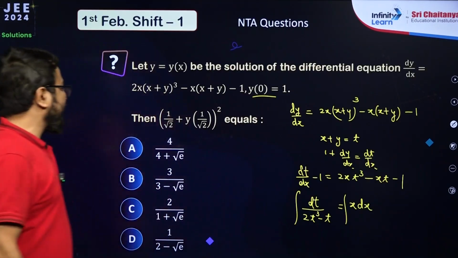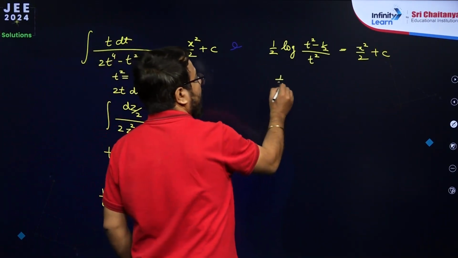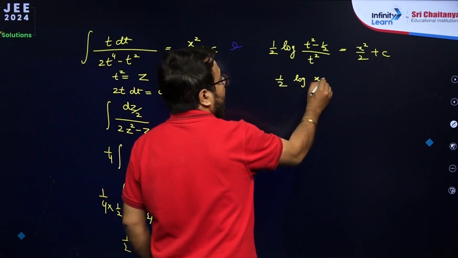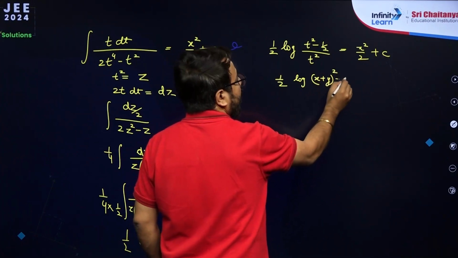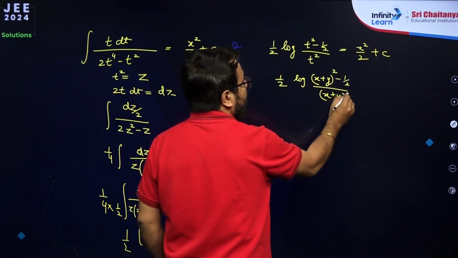Now my dear students, I need to replace the value of t also. t will be replaced with x plus y. So it will be half log of ((x plus y) whole square minus half) whole divided by (x plus y) whole square.